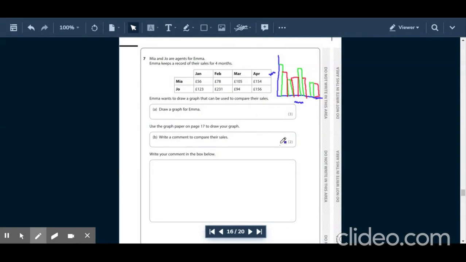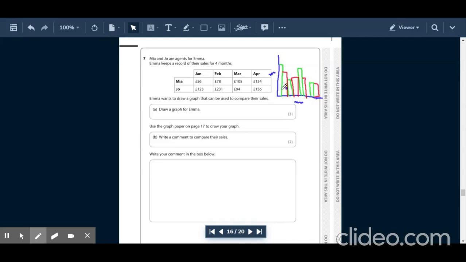I'm not going to draw the actual graph. I've drawn a very bad sketch of the kind of graph you might draw. So where I've got the 2 different colors, I would have one for Mia and one for Joe, and I do them next to each other for each month. That way it's quite easy to make a comparison. Other things we need to remember are that the scale is linear, so the scale goes up in the same amount for each square, and then that we've labeled it.